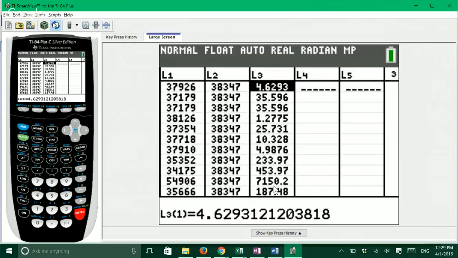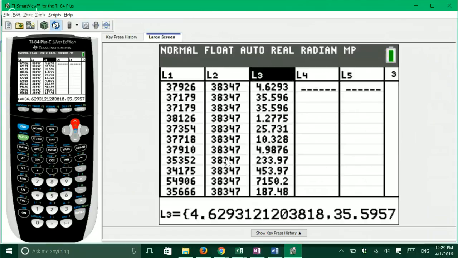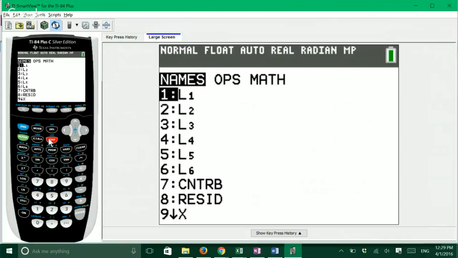Technically it doesn't matter, but list 3 would be the easiest to view. How did you do that? List names, second, and then contrib 7. Oh, I don't have that. Did you run the GOF program? I couldn't get it. It said error. You can only do contributions after you run the GOF program. Alright.